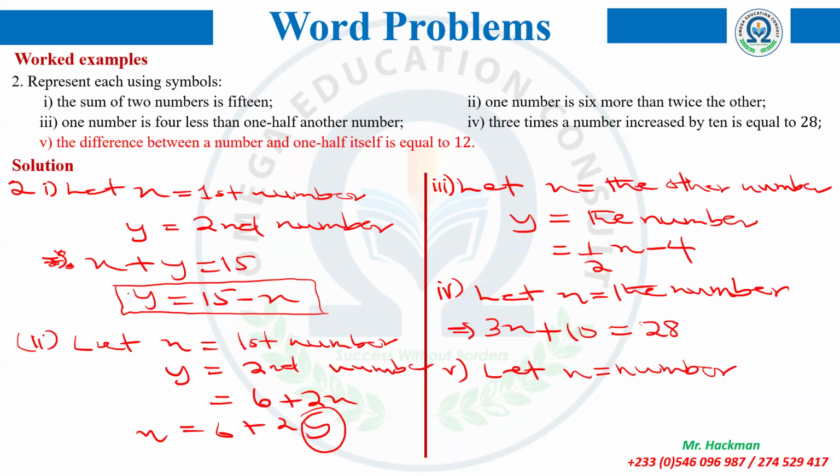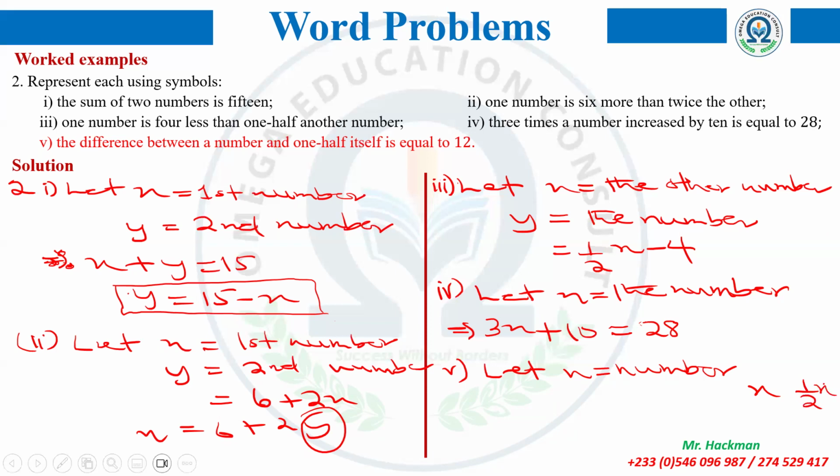Okay, so if X is the number, let's look at the relationship here. He said the difference between the number, so this is the number, and 1/2 itself. So 1/2 itself is referring to the number, is 12. So the number itself is X. 1/2 the number is what? Half of X. Is that clear?